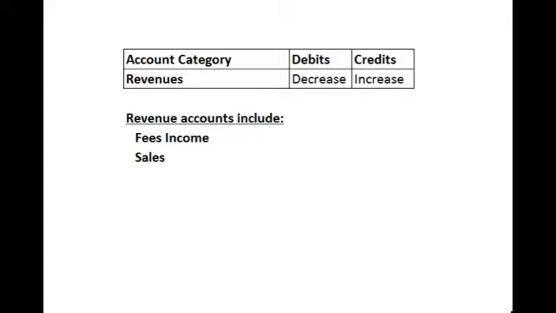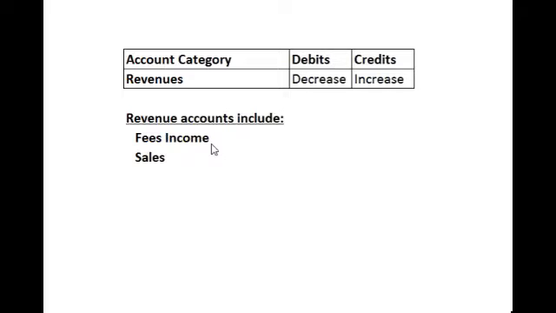Now the revenue account includes fees, income, or sales. Now we are all familiar with what sales mean. That means if you are selling some kind of merchandise to a customer, then when we make that sale, we call that sales, and we increase sales. Sales is type of revenue account, so its normal side is credit side. So to increase the balance, we credit the account.